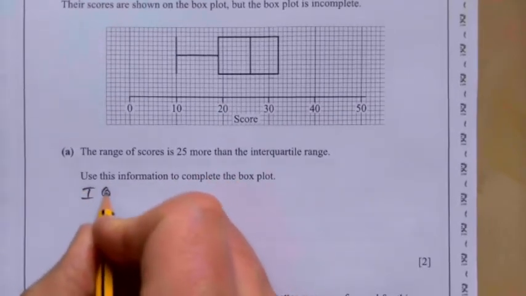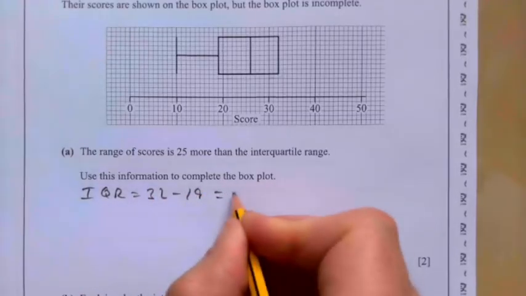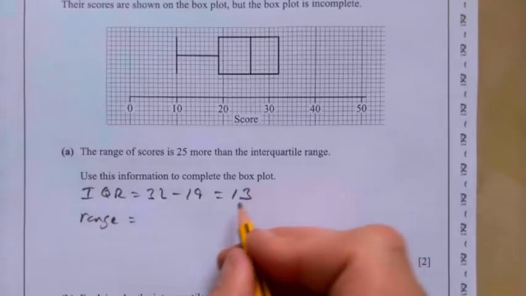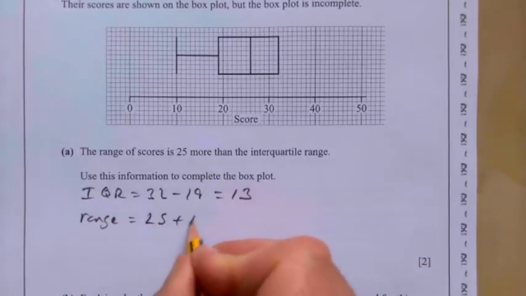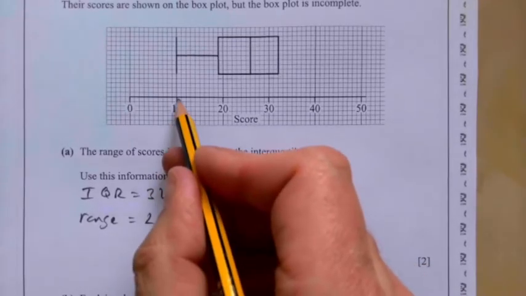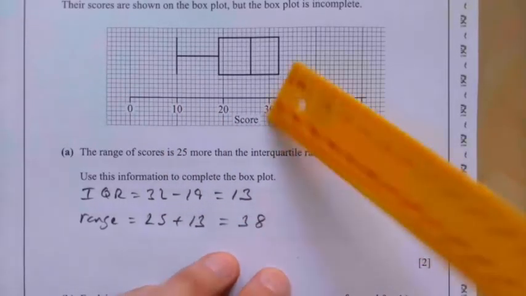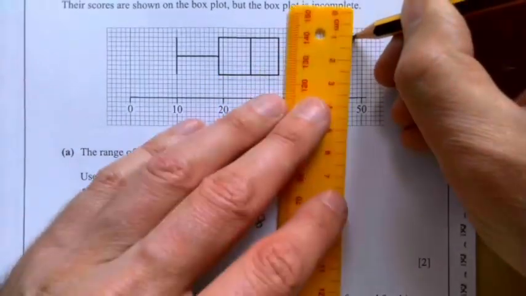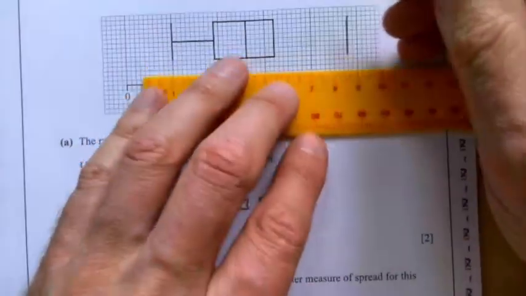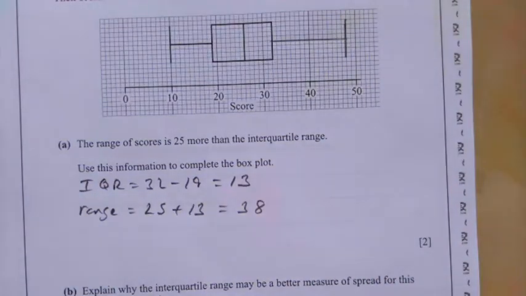So the interquartile range then is going to be 32 take away 19, so it's 13. And that means then that the range is going to be 25 plus 13, which is 38. So if this is 10, we've got to go 38 along here. So it's going to be at 48 is where my range finishes. So I need to do my line there, the line going across here, and then that's my box plot completed.